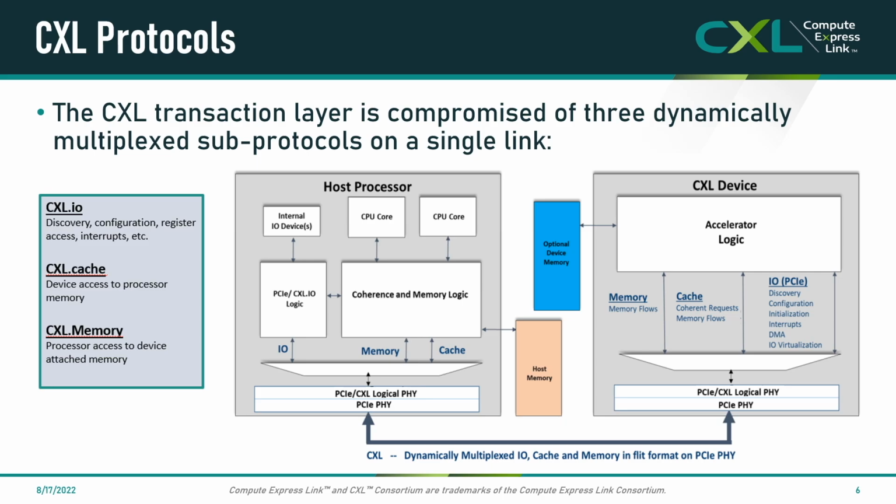The CXL.cache protocol is used by the device to maintain a cache coherent cache on the device itself. This is for when the device wants to access host attached memory and keep copies of host attached memory in a cache that is located on the device. On the other hand, CXL.mem is used by the CPU to access device attached memory coherently. So for example, the CPU core can do loads and stores to the blue region, which is device attached memory, in a manner very similar to how the CPU core does loads and stores to host attached memory.